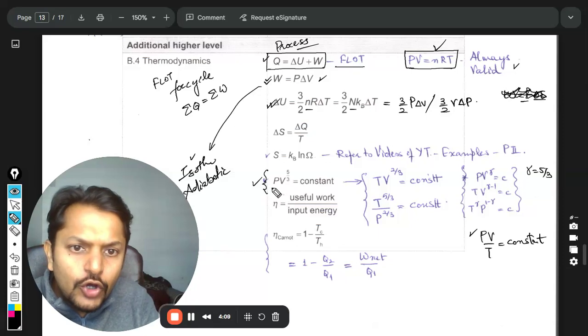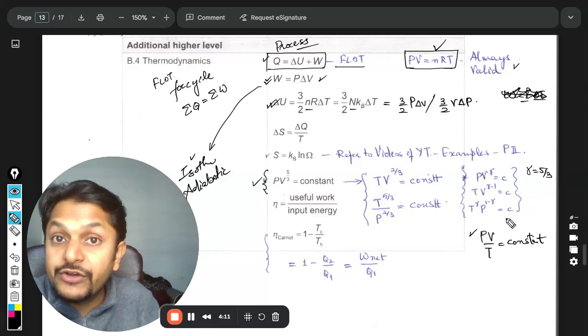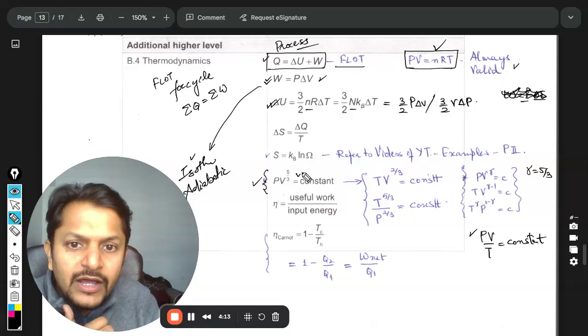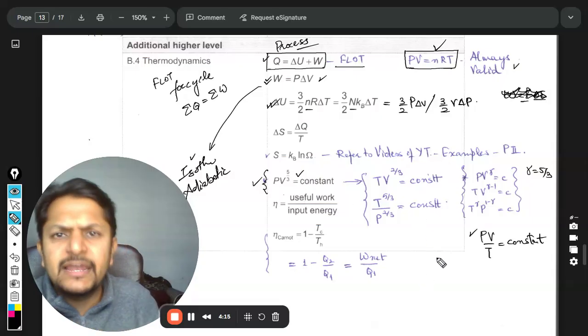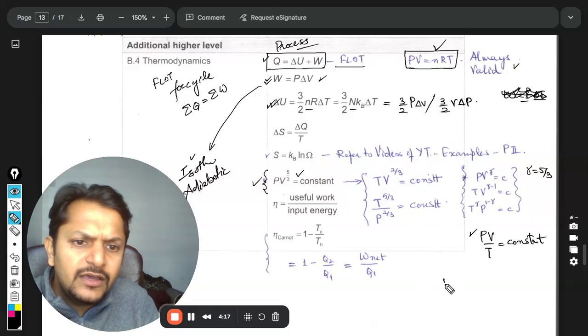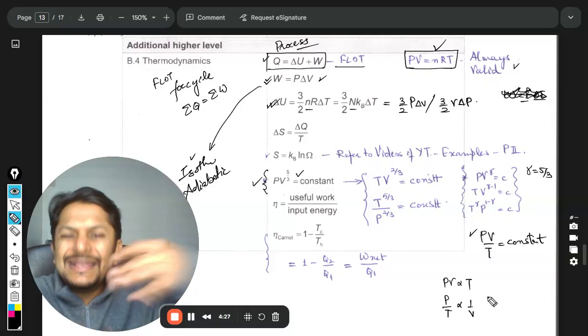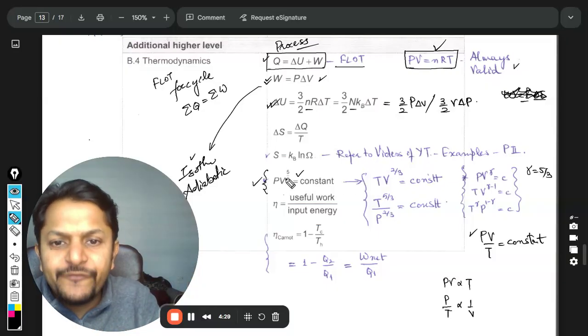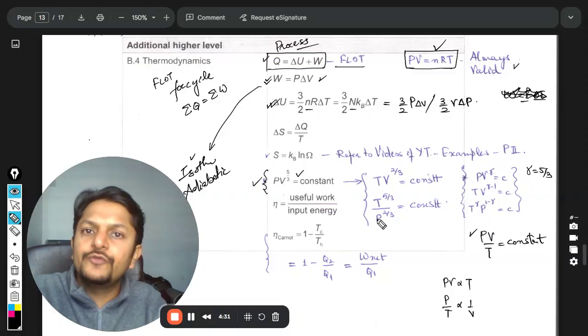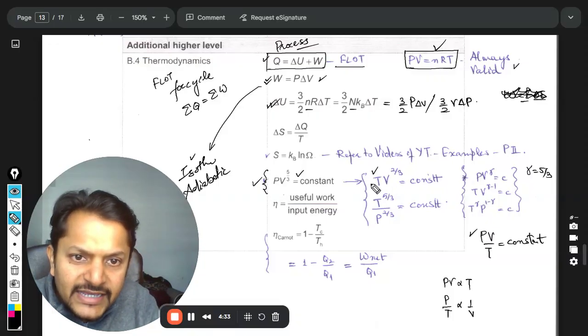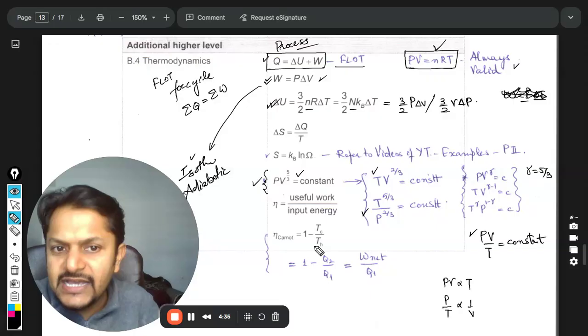Okay, so there are three formulas that we can derive. One formula is given, but other formulas can be derived. Like PV is directly proportional to T, so P by T can be replaced with 1 by V. You keep on replacing this in your basic formula, and you keep on creating the other two formulas. So one formula will be this and another formula will be this.